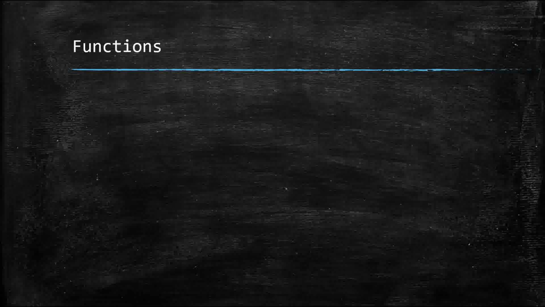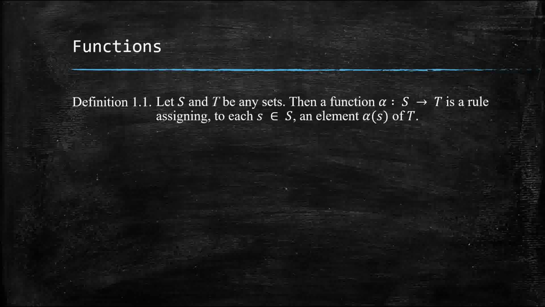Now the last topic of today's lecture: functions. Definition. Let S and T be any sets. Then a function alpha, maps from S to T, is a rule assigning to each s in S an element alpha of s, which is an element of T.